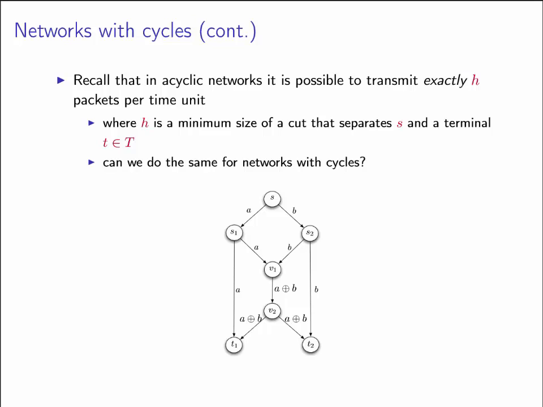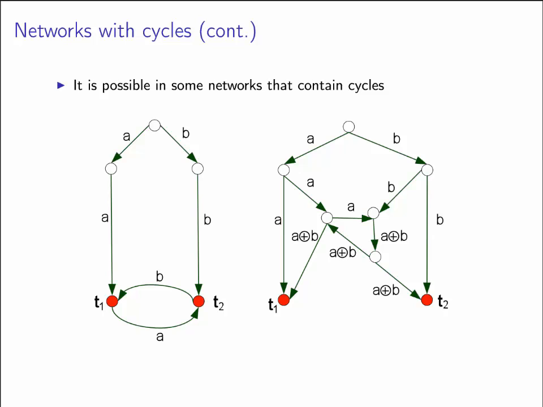And the answer is yes, we can do it asymptotically, but only if we mix packets between multiple rounds of communication. So for certain types of networks with cycles, we can show that it's possible to achieve this capacity even if there exists a topological cycle, as in this network on the left. And it can be done by showing that for each round of communication we can transmit packets equal to the capacity of the network, right?